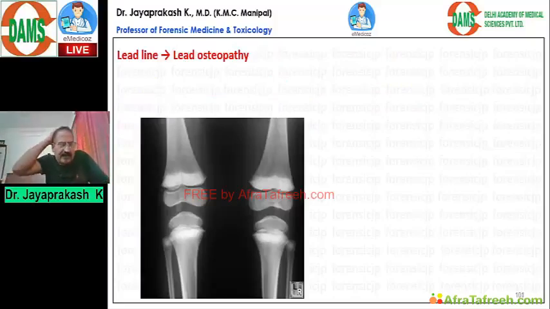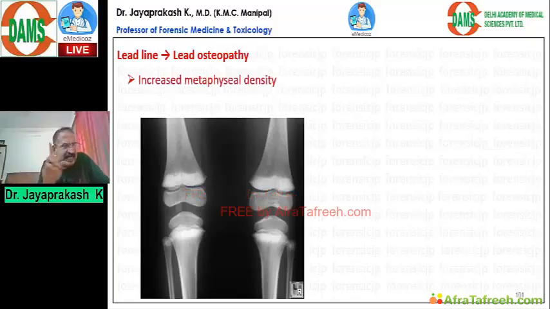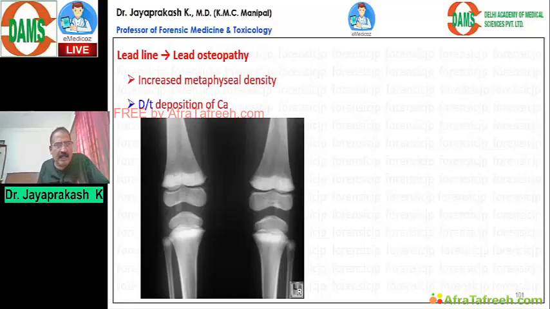In case of lead poisoning, chronic lead poisoning known as plumbism, there is increased metaphyseal density, not because of the deposition of lead. It is because of the deposition of calcium. Okay. Gunshot wound of the small intestine depends on where exactly the gunshot enters. Okay.